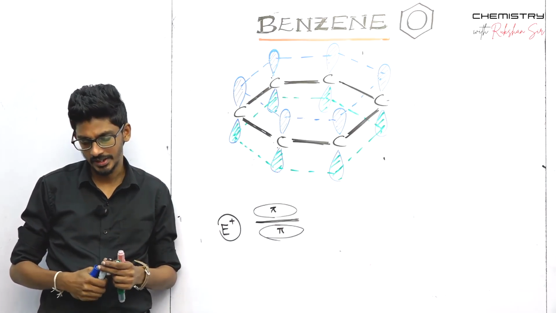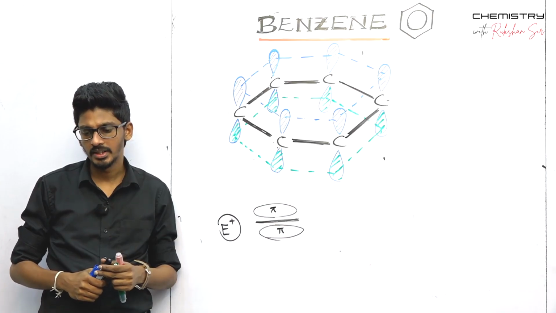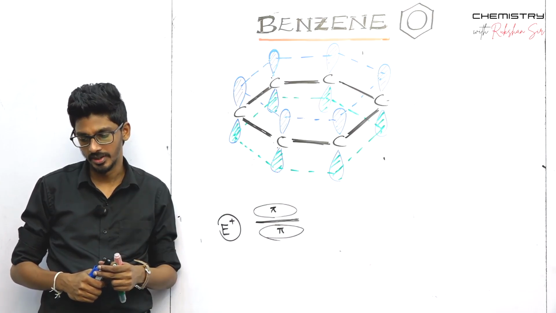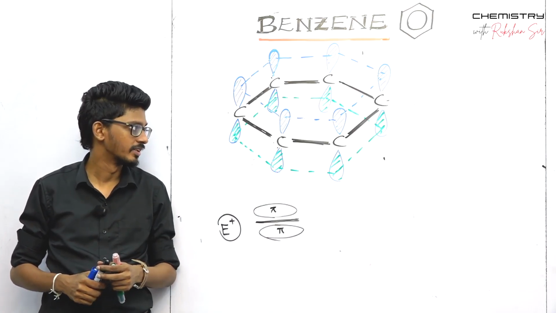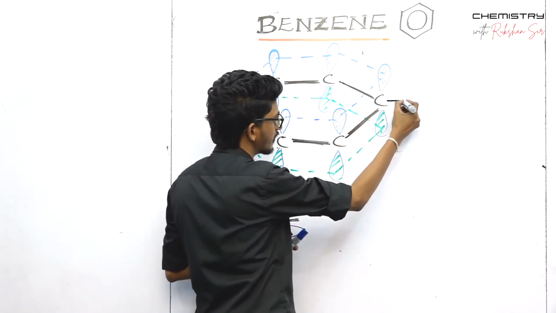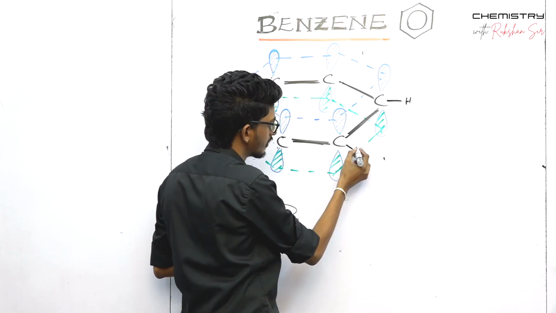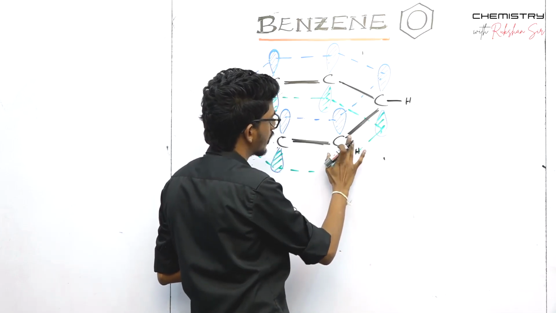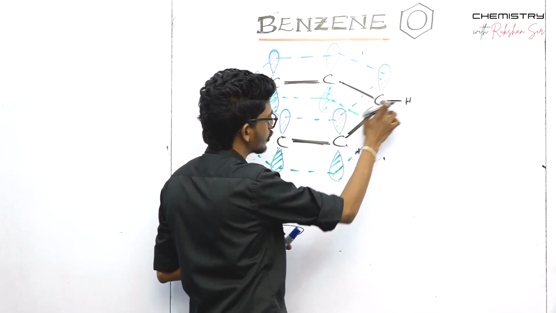So you can clearly see at the note it is said all carbon atoms in benzene are sp2 hybridized. That is understood, no? sp2 hybridized, only 3 bonds are there. So these are the hydrogens. So the carbons are sp2 hybridized, right? 1, 2, 3 sigma bonds, no?